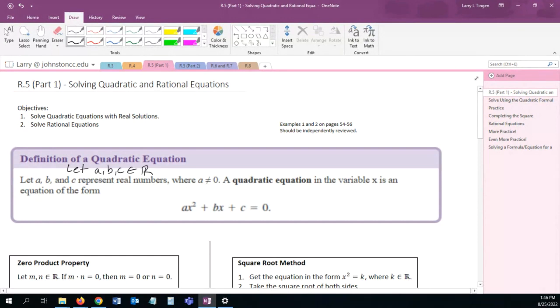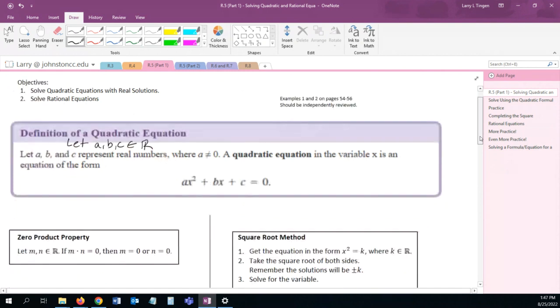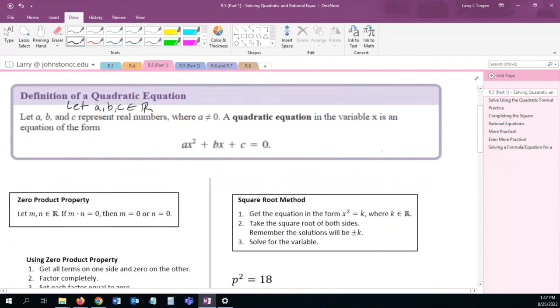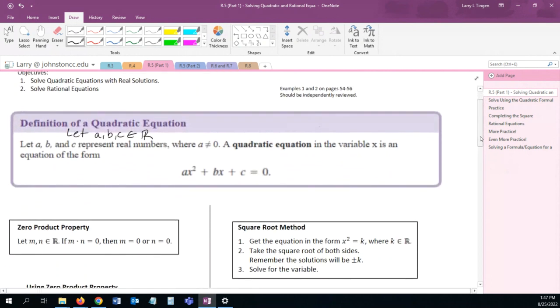Well, if A was zero, look at this quadratic equation. If that's zero, that whole term goes away, and now I have a linear equation. So that's why we have to state for the record that A cannot be zero. So if I have real numbers A, B, and C, a quadratic equation in the variable x is an equation of the form ax squared plus bx plus c equals 0. What we're going to do in this section is learn to use the zero product property, the square root method, the quadratic equation, and completing the square to solve quadratic equations.